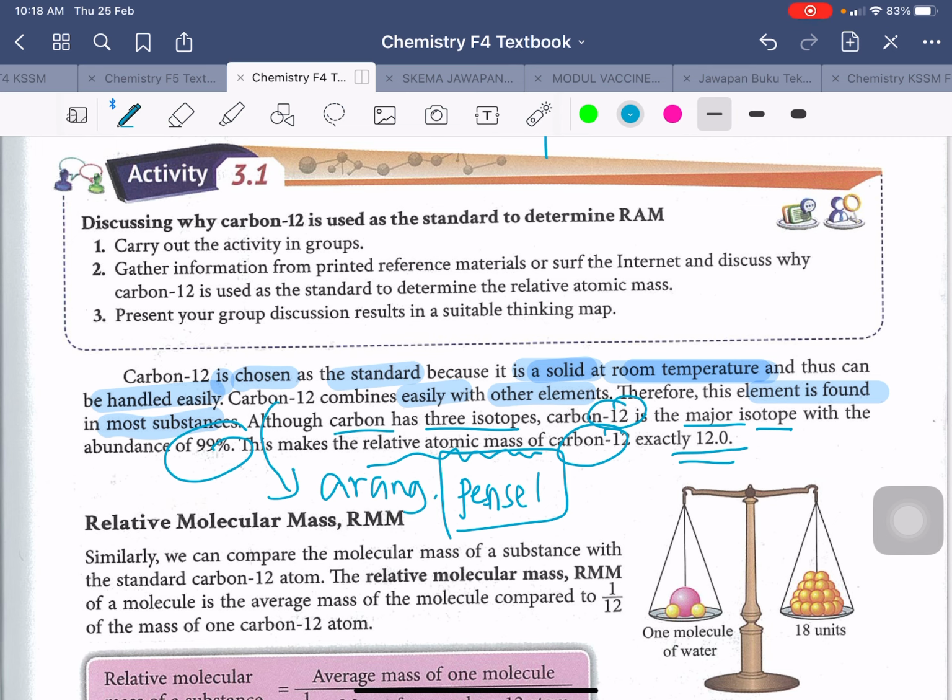So ada dua benda yang I highlight here lah. Why we choose carbon 12 sebagai standard untuk banding-banding sama elemen yang lain? Satu, because it is solid at room temperature. So easy to handle lah. Yang kedua, you can easily find this element in most substance. Itu carbon. Di mana dapat? Di arang ada, di pensel ada. Okay?